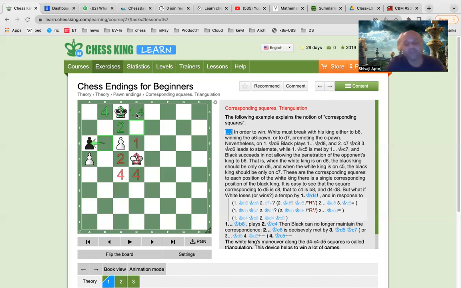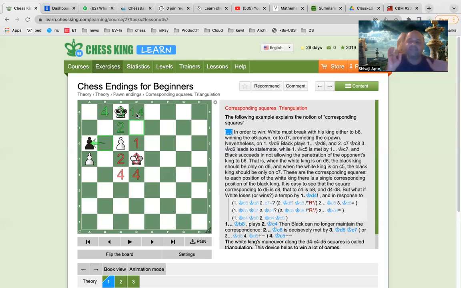Now black is already on 3, so he has to make a move. So where does he go? If he goes to a square marked number 1, white also goes to a square marked number 1, again with the opposition. So again black has to move. So the moment black cedes the opposition, now you are going to win it. This is the theory of the corresponding squares and triangulation.